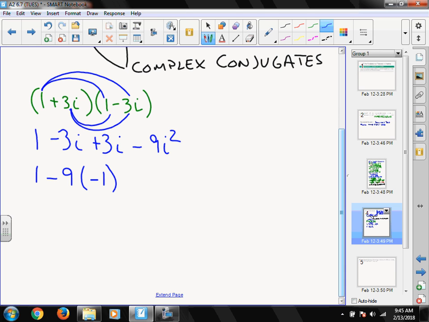I squared is negative 1. Since i is the square root of negative 1, if I square that, I'm going to end up with negative 1. So you get 1 plus 9, which gives you 10.